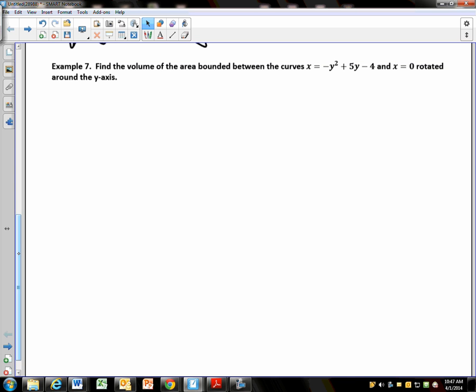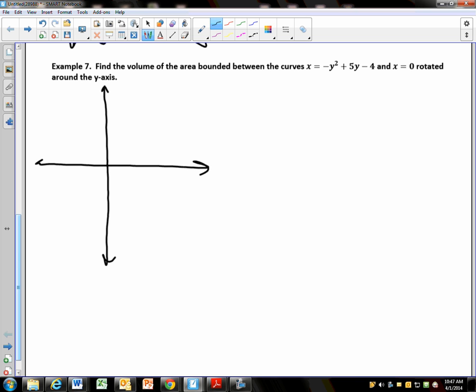Last one, find the volume of the area bounded by the curves x equals negative y squared plus 5y minus 4 and x equals 0 rotated around the y-axis. What does that shape look like? Close. Sideways, headed to the left. Very good. So a great way to find the shape of a parabola is to find its intercepts.